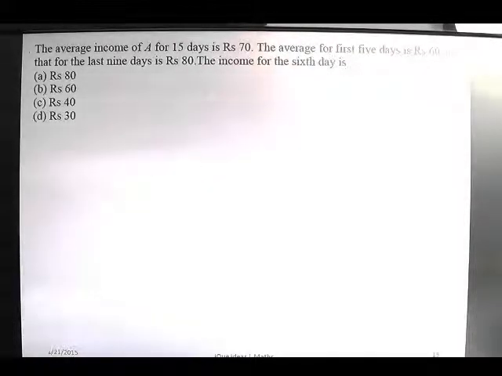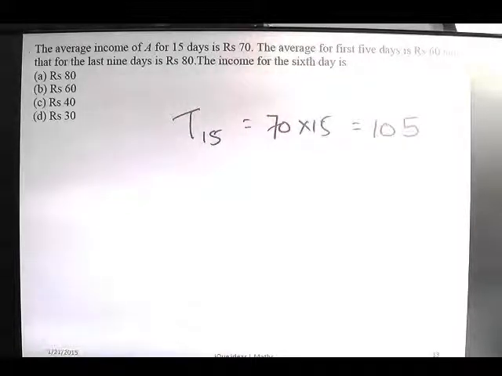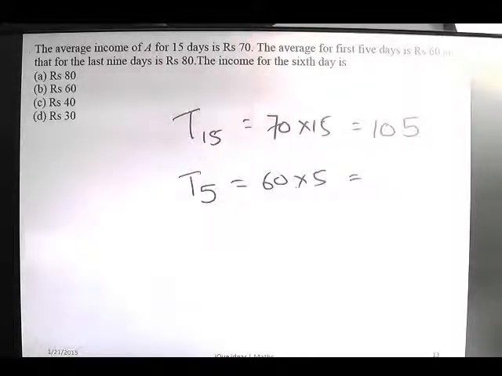This problem states that the average income of A for 15 days is 70. So the total income for 15 days is equal to 70 multiplied by 15, which is equal to 1050. The average for the first 5 days is rupees 60. So the total for 5 days is equal to 60 into 5, which is equal to 300.